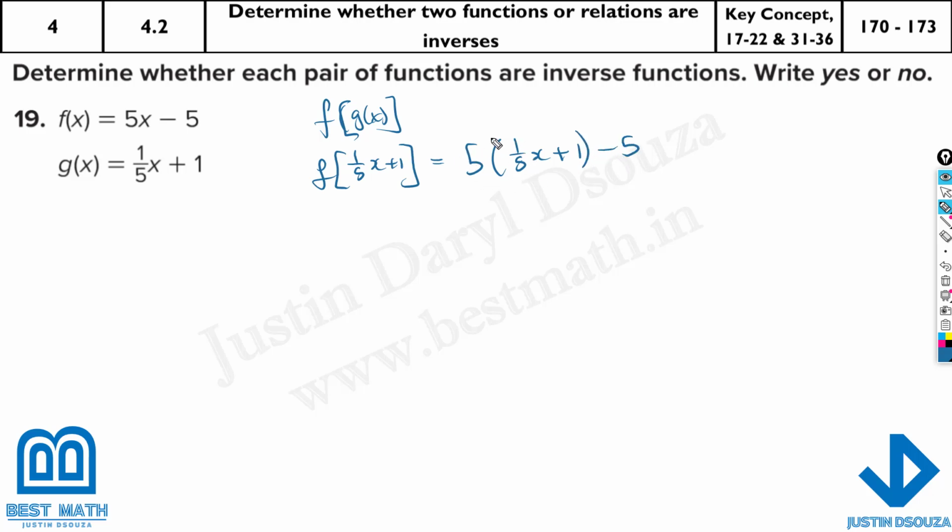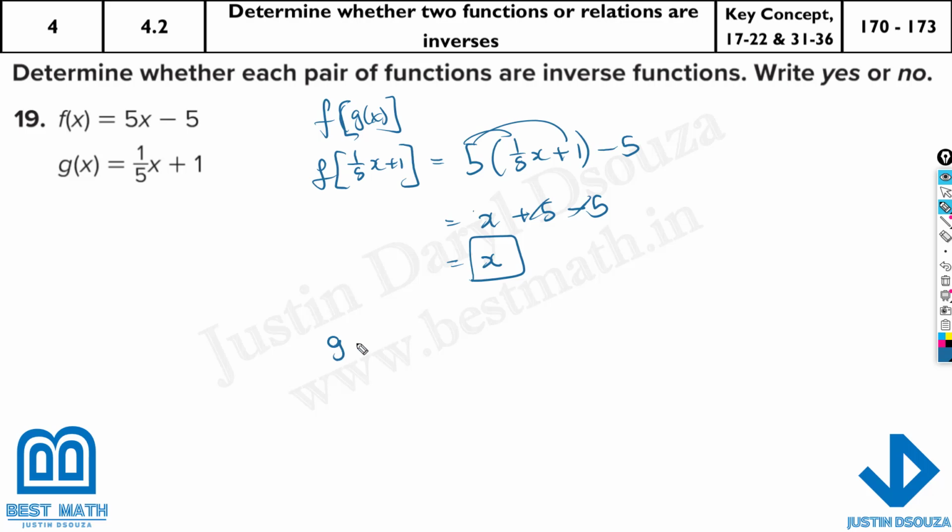Now we multiply this inside. So 5 times 1/5 will be 1x. I'll just write x plus 5, and then we have minus 5. This cancels off. It is x. If you do the other way around, you will get the same answer. It should be x itself.